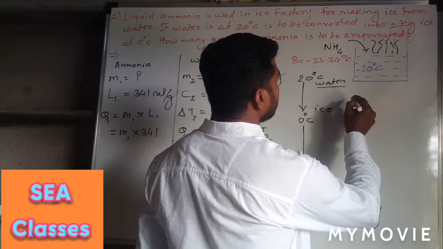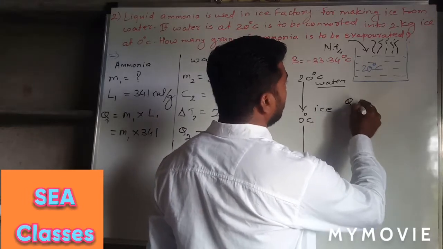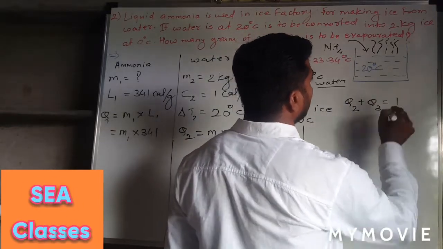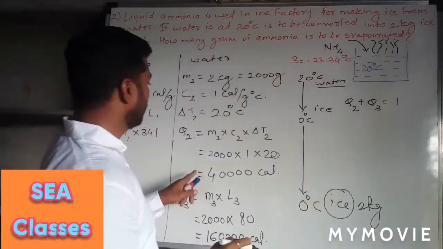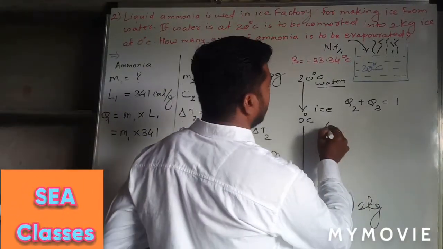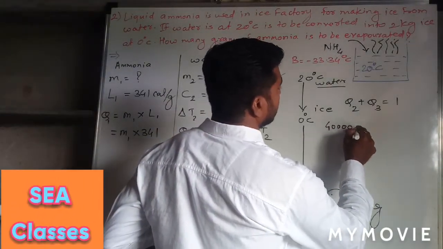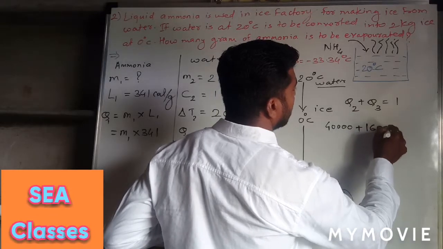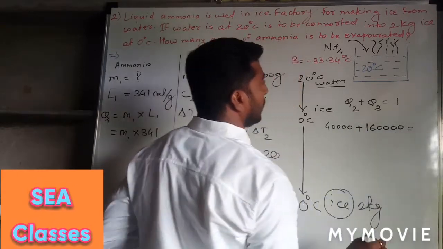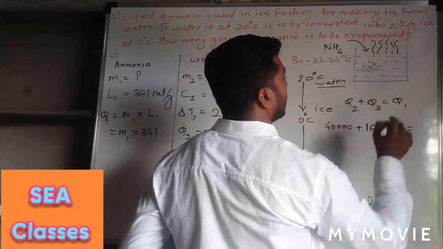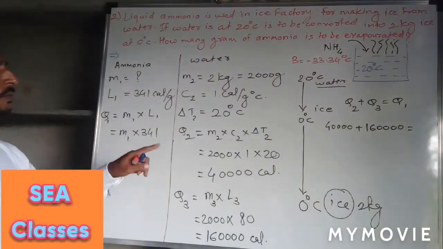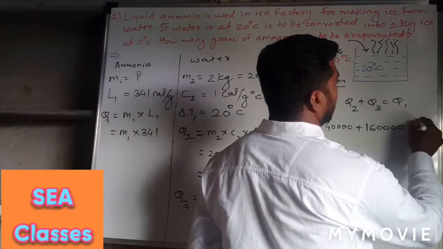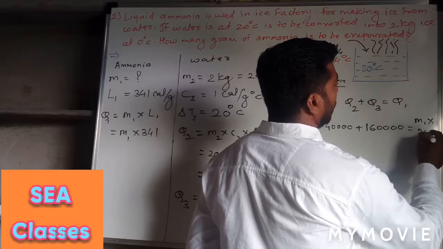So Q2 plus Q3 is equal to 1. So Q2 is how much? 40,000 plus Q3 is 1,60,000, and Q1 is M1 into 341. So it will be M1 into 341.